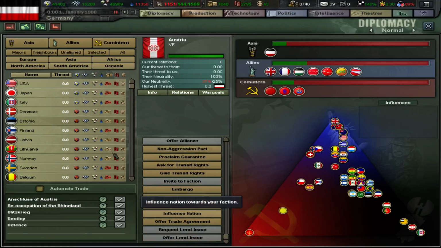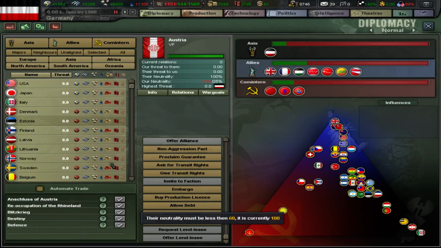Influence nation. So this is where we can influence a country towards our faction. Basically telling Austria, hey, we're good, we're buddies. We can offer a trade agreement, which I'll get into momentarily. We can request lend lease. Lend lease is where we ask them, hey, can we build a bunch of stuff? And then offer lend lease is where it's like, hey, if you want to build some of our fighters, you can build a bunch of BF-109s.